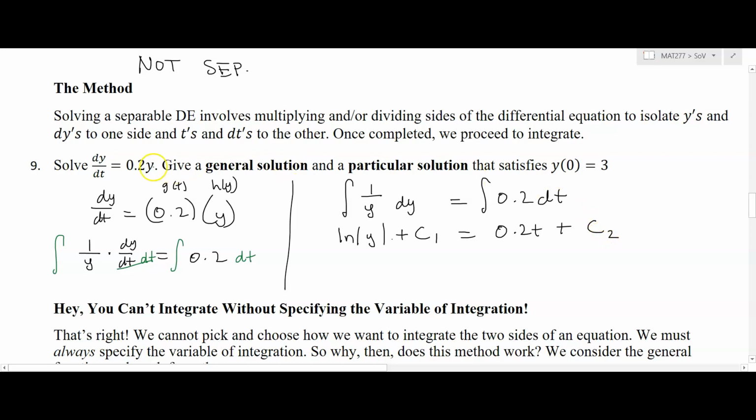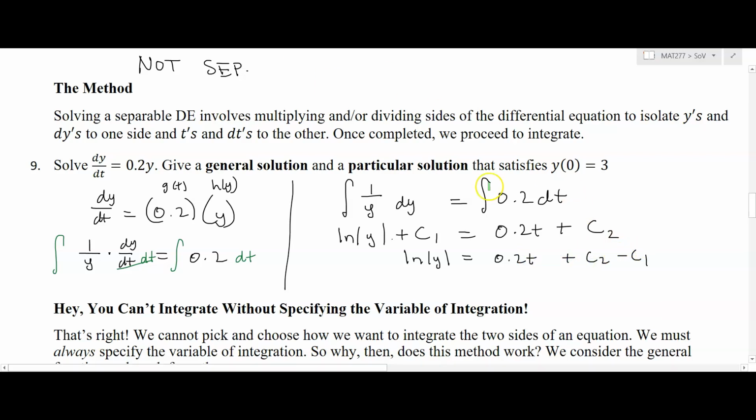And now I have already solved the differential equation, because the goal of solving it is you have no derivatives left. But this is not a very useful equation, because if I want to go and graph this or do some analysis, I want an explicit function in terms of y. So I want to solve for y. And in order to do that, I'm going to move everything else over. The natural log of y equals 0.2t plus c2 minus c1.